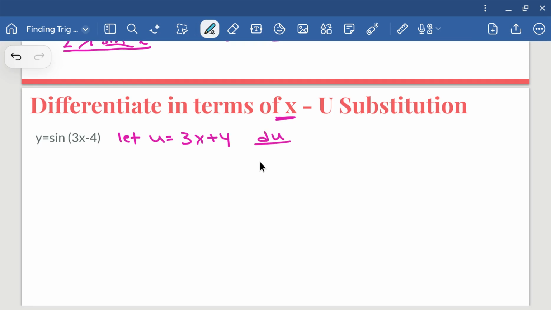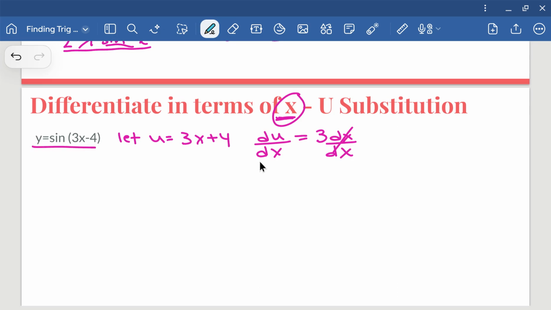So the derivative of du over dx would equal just 3. And then once you take the derivative, we're going to say dx over dx. And we know that this part cancels, it just equals 1. So this is how we differentiate, and it's implicit differentiation in terms of x.